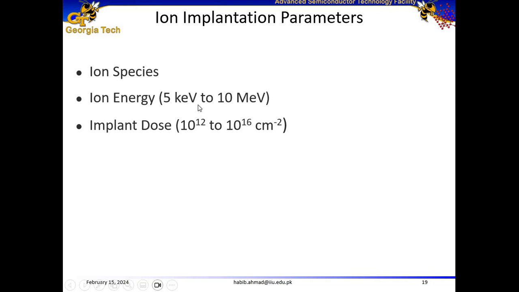The second parameter is ion energy. It's in the range of 5 kilo electron volts to 10 mega electron volts. Ion energy defines the depth of ion implantation inside the host material. The higher the energy, the deeper these ions can travel inside the substrate or the host material. And the third parameter is implant dose, in the range of 10 to the power of 12 to 10 to the power of 16 per centimeter square. Implant dose defines the carrier concentration of the dopants inside the host material.